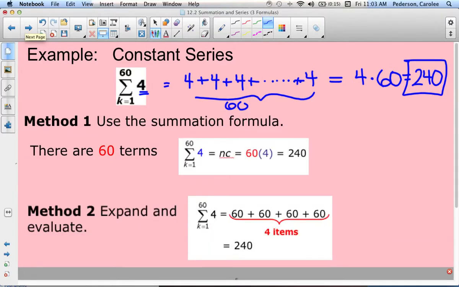So here's the explanation of the two different methods. Multiply 60 times 4, which is 240, or take 60 plus 60 plus 60 and so on, which is 240. I would prefer you to use this formula, to not expand it out.